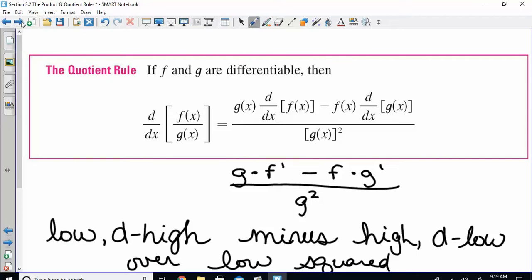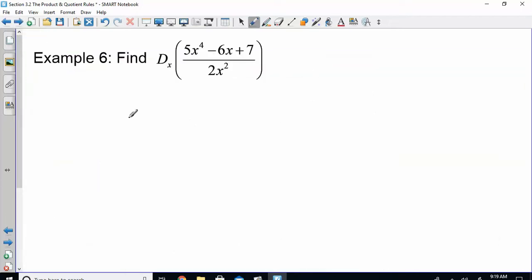So let's look at some examples. So d sub x, that's just another notation saying derivative. This is a problem where you probably wouldn't want to use the quotient rule. It would be a lot easier just to go through and divide each of these things by 2 over x squared. You know, if we did, that's the way we would have done it last week.